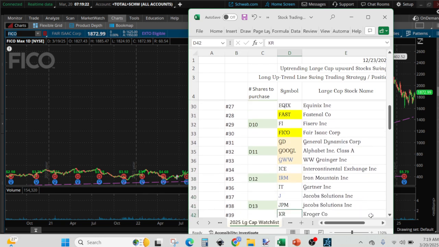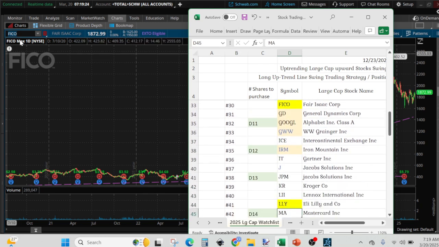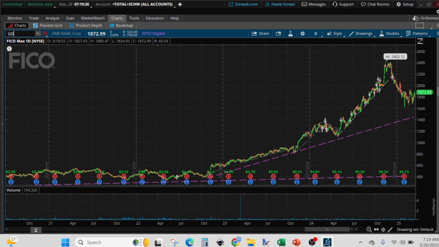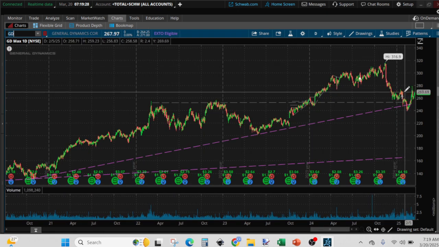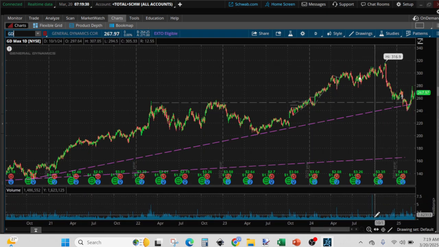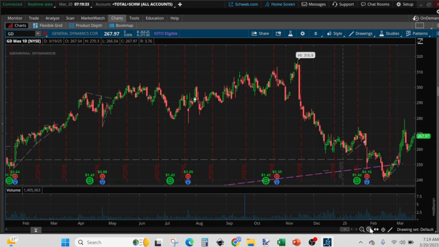So GD is the next one. We purchased it as well. We purchased it there, it pulled back on us, remained negative for a while in our account, and started going up. So the next one is Google.